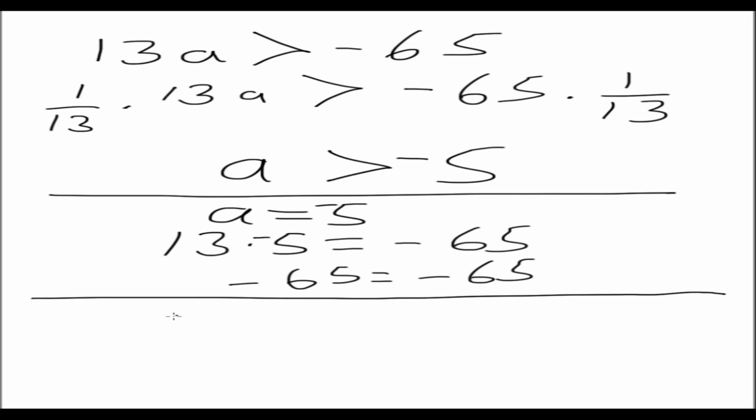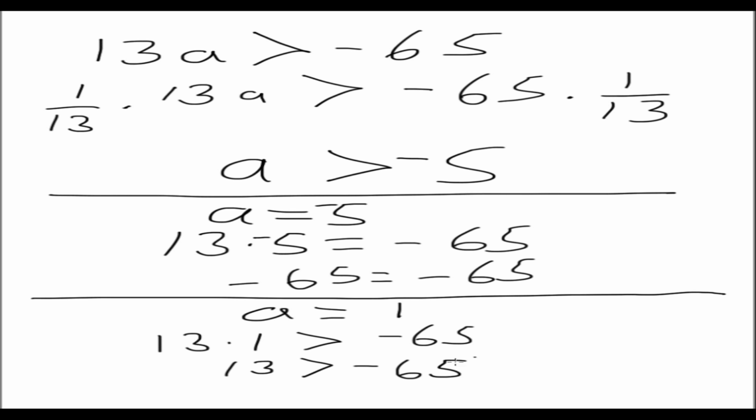Let's just verify direction. So a is greater than -5, so if a equals, I'll use 1 again, which is greater than -5. If a is equal to 1, then 13 times 1 is greater than -65, and indeed 13 is greater than -65. It checks. That checks. I caught my dropped negative right there, so that's a good thing. Now let's go ahead and we're going to plot this.